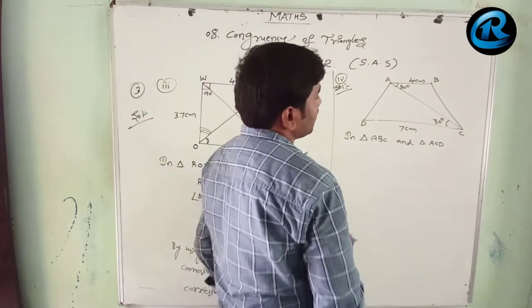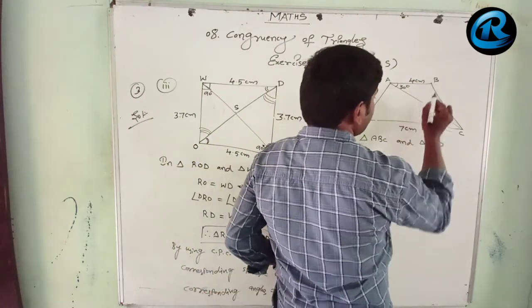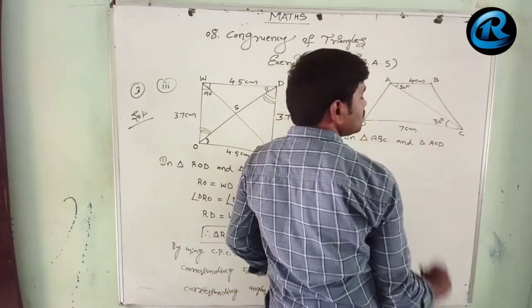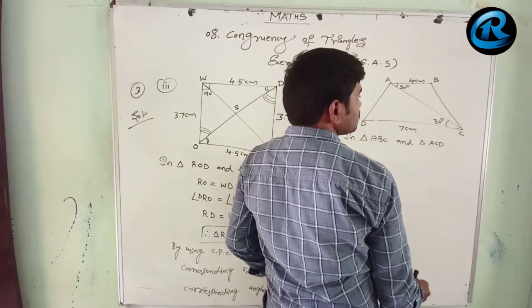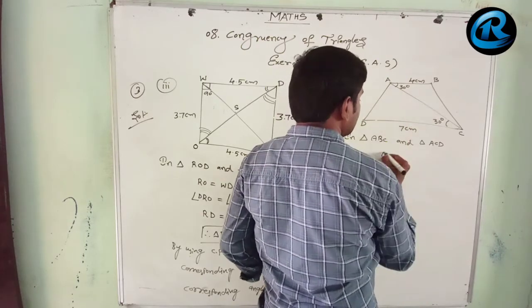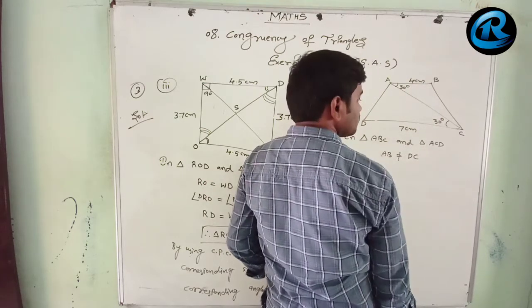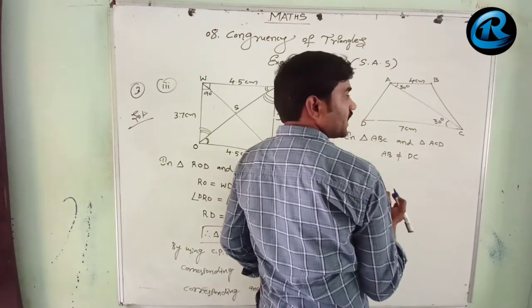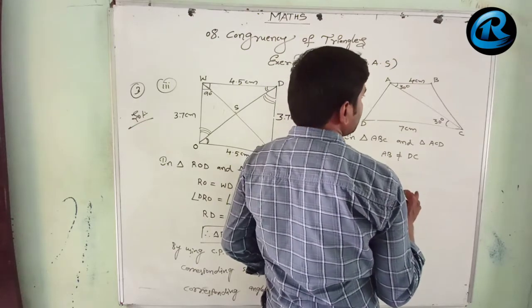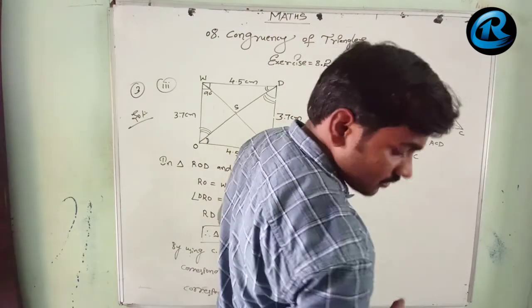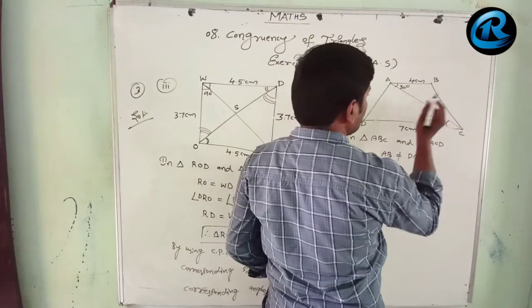See that here AB is not equal to DC. So first of all let us write AB is not equal to DC. Finished? No. Here itself they are not congruent. Then we will see if there is anything else. Nothing about these two sides is given.